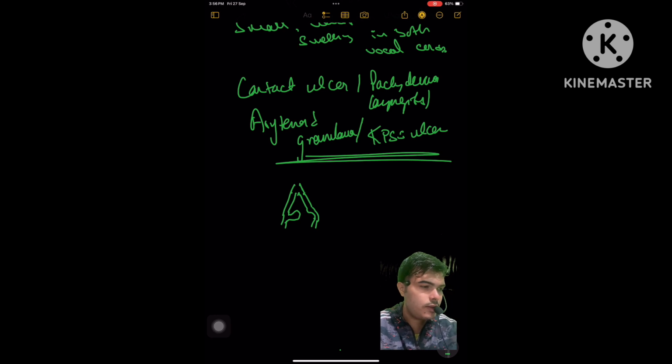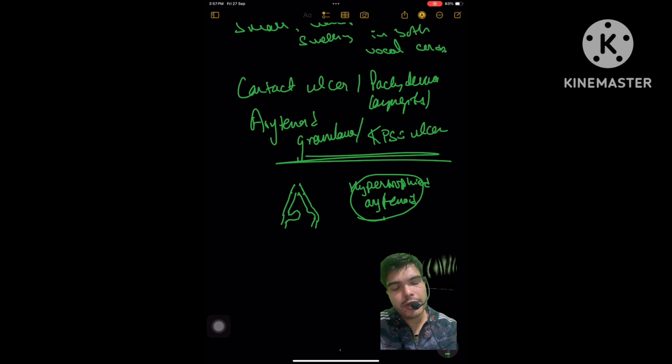So why is this important? You need to remember that this is actually a hypertrophied arytenoid. Any other condition where you will see a hypertrophied arytenoid, a swollen arytenoid, or mammillated arytenoid? Yes, you will see this in the case of TB of larynx.